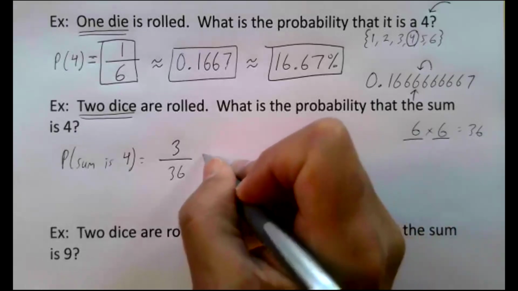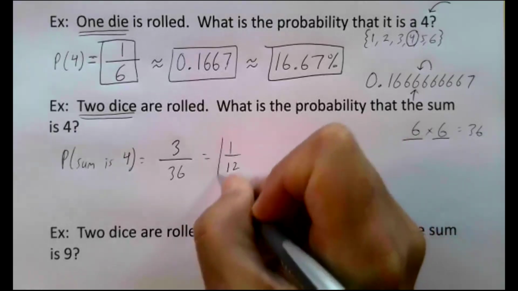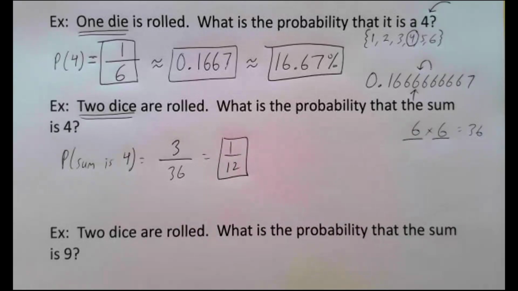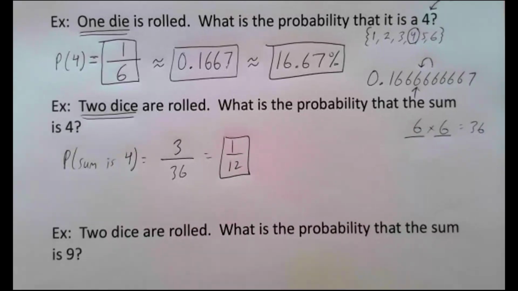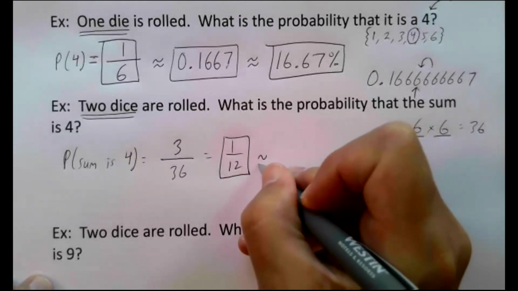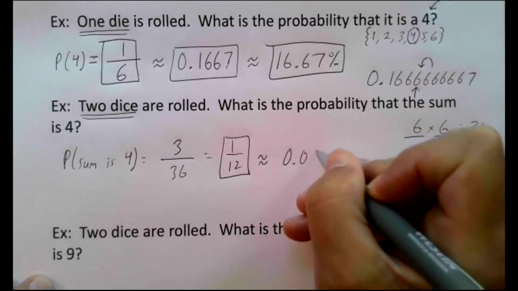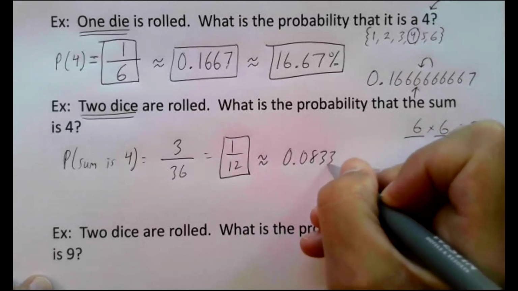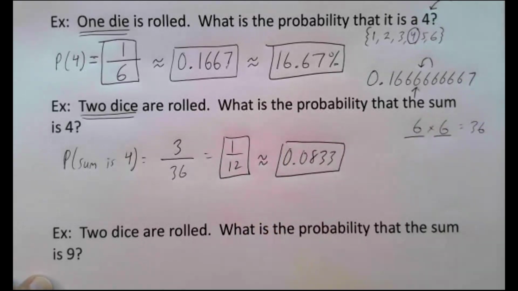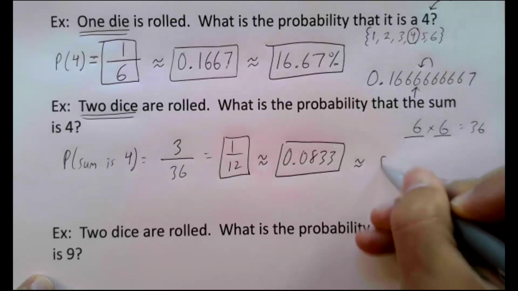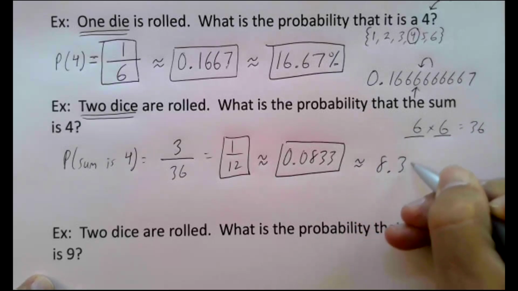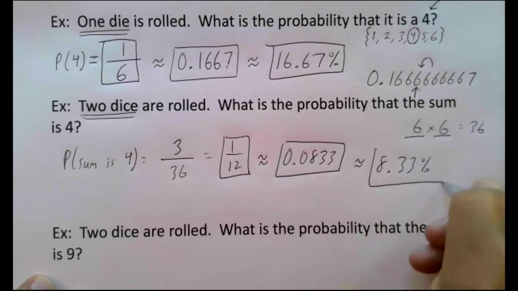That is not reduced. If you divide top and bottom by 3, you get 1/12. So 1 out of every 12 times. If you take 1 divided by 12 on your calculator and round off, 0.0833. Make sure you understand why I'm rounding off that way. This time I did not have to bump up my round off place because the next number was a 3, which is less than 5. The decimal or percent answer would be 8.33%.